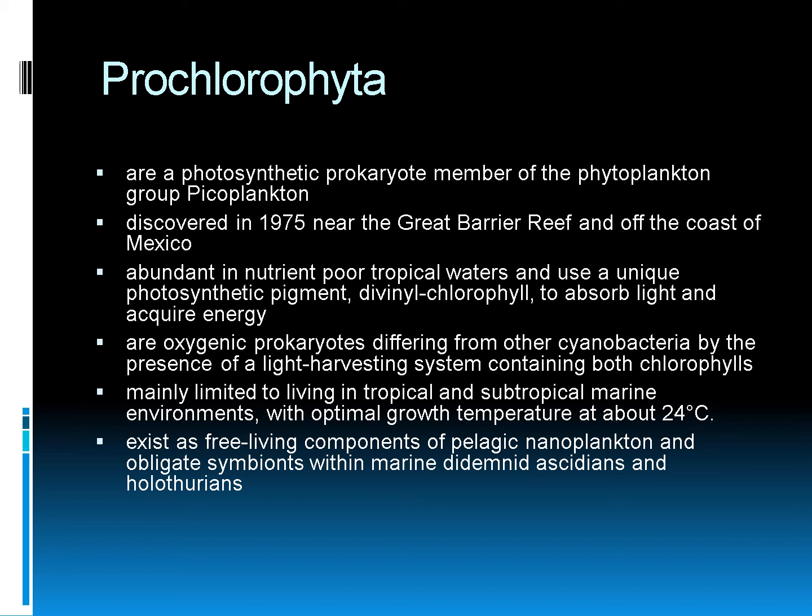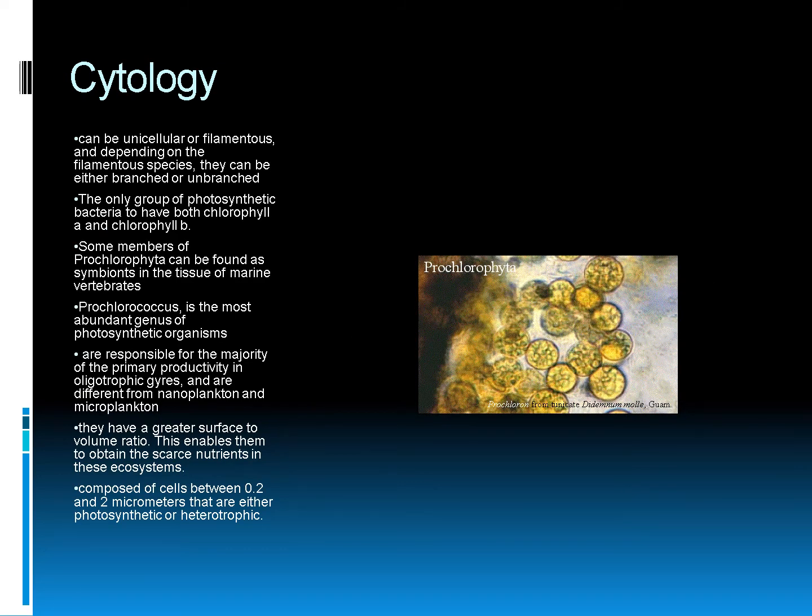They are mainly limited to living in tropical and subtropical marine environments with an optimal growth temperature of about 24 degrees Celsius. They exist as free-living components of pelagic nanoplankton and obligate symbionts within marine didemnid ascidians and holothurians. Prochlorophyta can be unicellular or filamentous, and depending on the filamentous species, they can either be branched or unbranched. They are the only group of photosynthetic bacteria to have both chlorophyll A and chlorophyll B. Some members can be found as symbionts in the tissue of marine invertebrates.